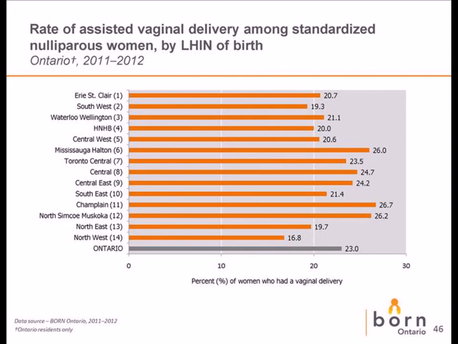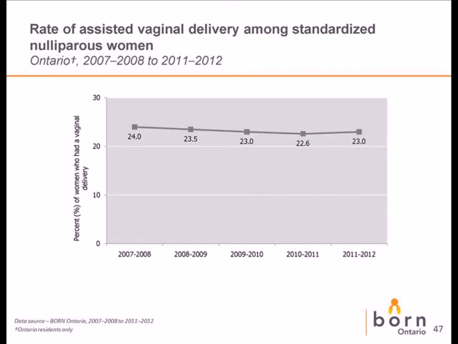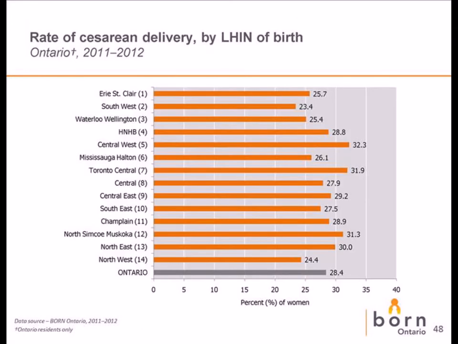And this is the rate of assisted vaginal delivery, again breaking it down into this standardized nulliparous population. You can see the rate in Ontario is about 23%. In the north and northwest, certainly, they're a little bit lower, and most everybody else is around the mean here somewhere. And again, here is the trend line for that as well, so that you can see.